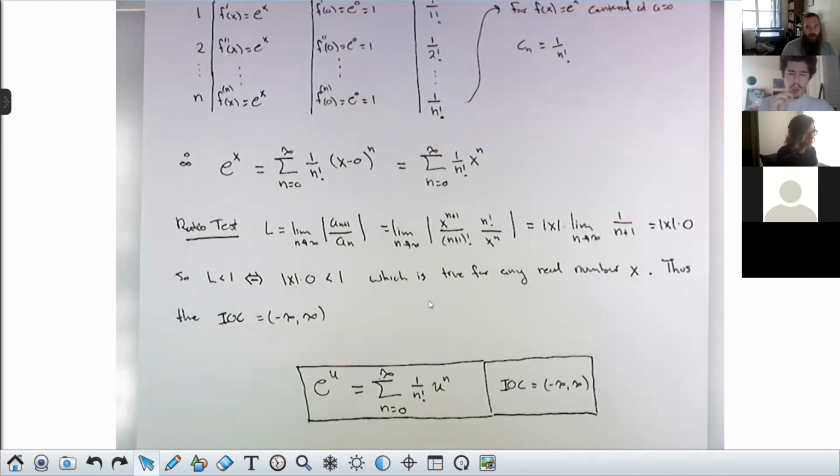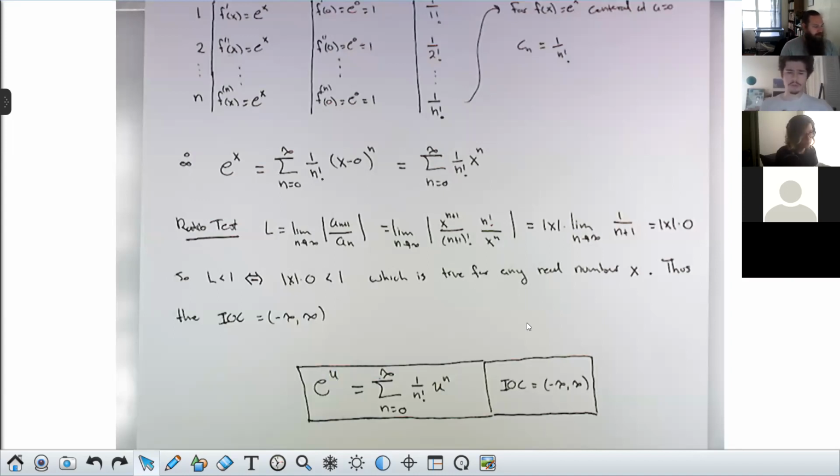It's good stuff. And if you need a power series for e to the x squared or e to the 5x or something like that, you can plug in x squared or 5x for u here, and it'll just plug in here, and you simplify that, and that gives you a new series. It's a big deal.